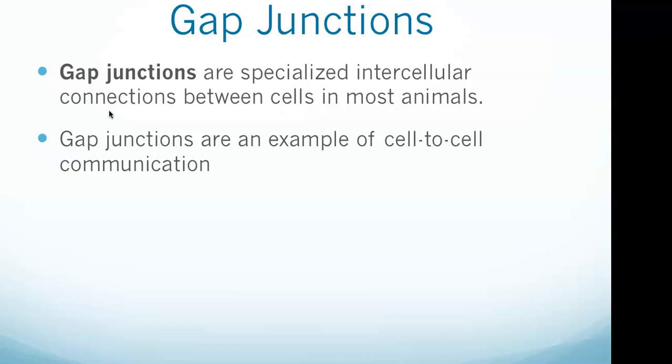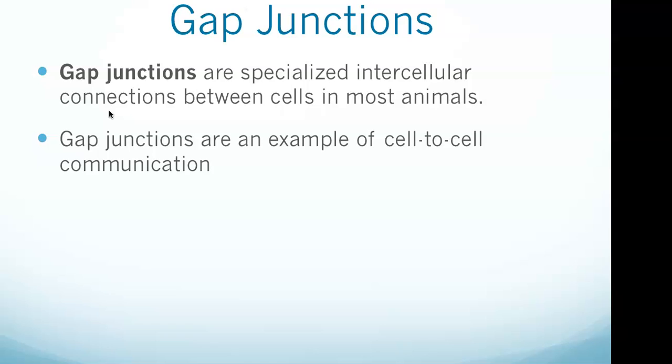Gap junctions are specialized intercellular connections between cells in most animals. Gap junctions are an example of cell-to-cell communication. They directly connect the cytoplasm of two cells, which allows various molecules, ions, and electrical impulses to directly pass through a regulated gate between cells.